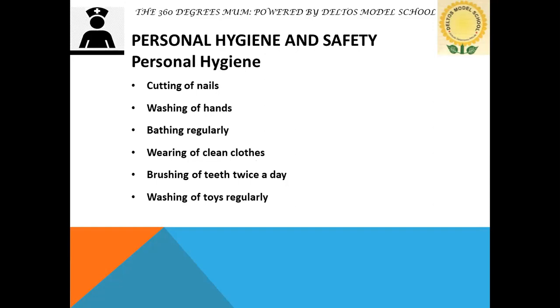What are the key things in personal hygiene? Cutting of nails for children. Yes, it's very key. Washing of hands. We have talked about it last week. We demonstrated how to wash our hands. For those of you that were not here last week, we looked at bathing children regularly. Very important. Bathing children regularly is very important.